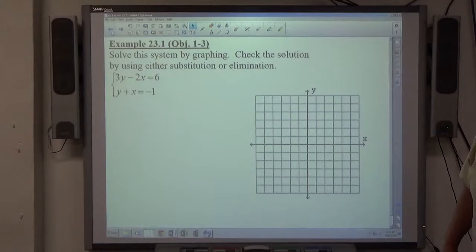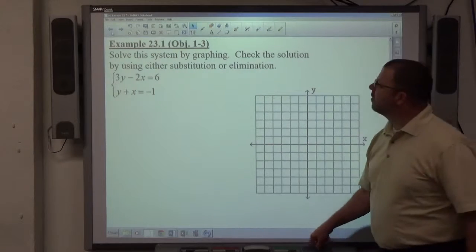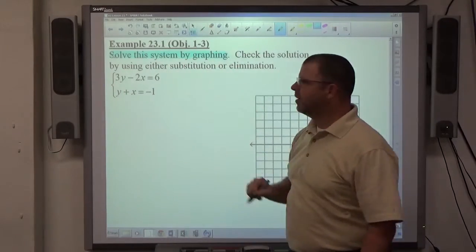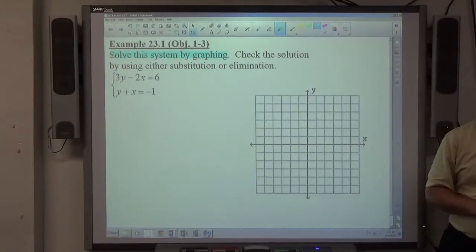Example 1, solve this system by graphing. Okay, so to solve the system of equations by graphing, it's very simple. You graph both lines. Wherever those two lines intersect is the answer.